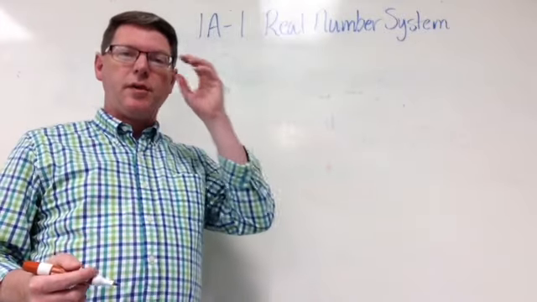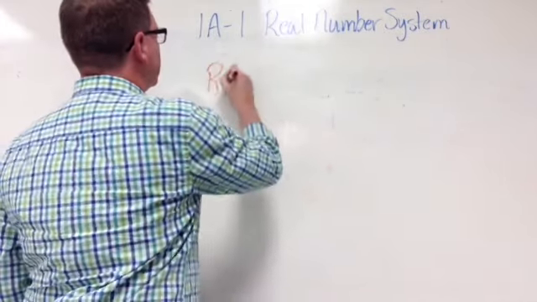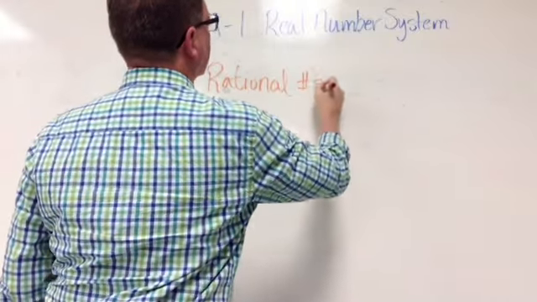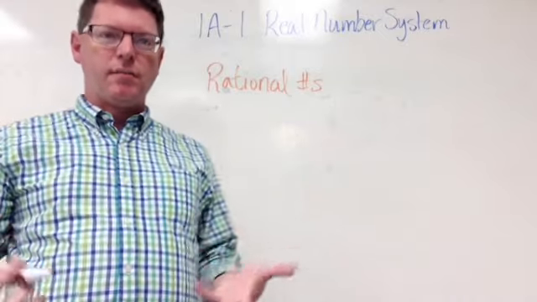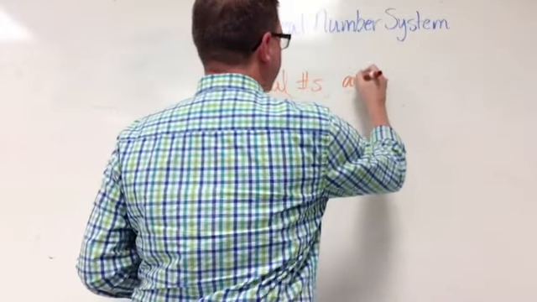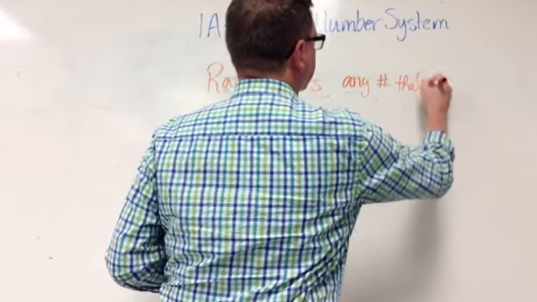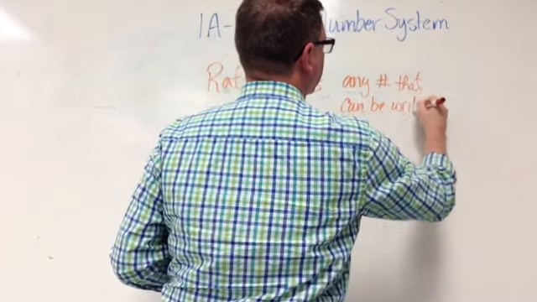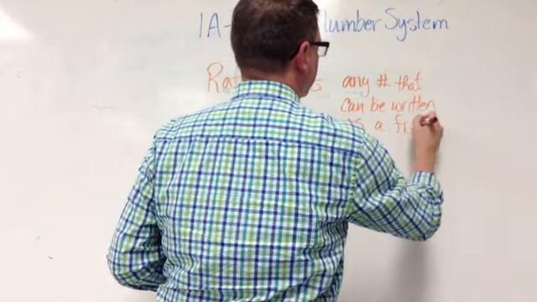Now, the fourth type of number that we have in the real number system are rational numbers. And that's the one that starts with R, rational numbers. Okay? Now, the description for a rational number is kind of long, but not too long. The description is any number that can be written as a fraction.